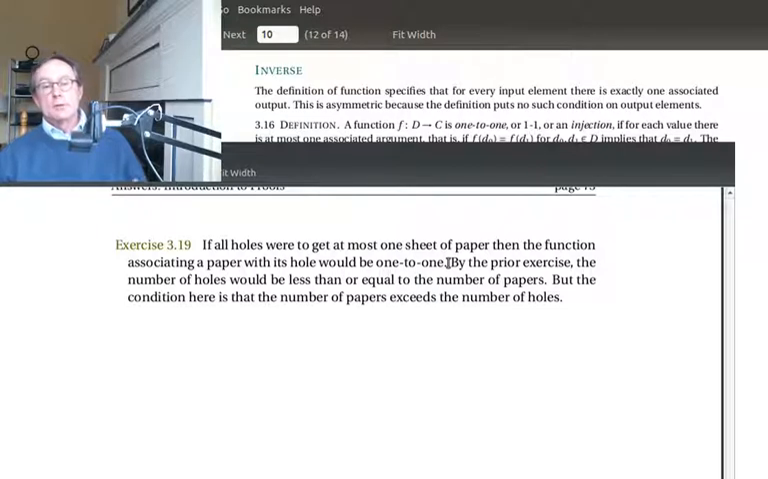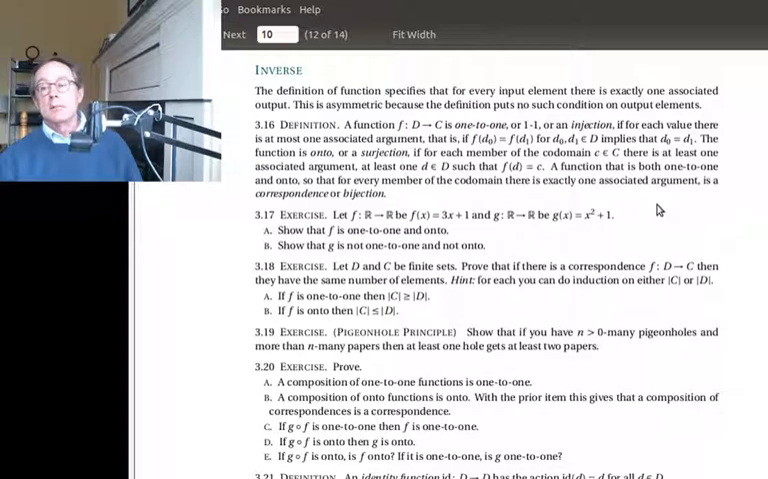But by the prior exercise, the one we just walked through, the longish induction argument, the number of holes would be less than or equal to the number of papers. The domain has less than or equal to the number of elements of the codomain. But of course the condition here is the opposite, that the number of papers exceeds the number of holes, so it can't be the case that you have a 1-to-1 function. So maybe it's 2-to-1 or 3-to-1, 4-to-1, but anyway, it's not 1-to-1. Okay. So that's an immediate application of the prior result. It might have seemed a little bit abstract, with 1-to-1 functions and codomains and domains, but it proves to be the case.